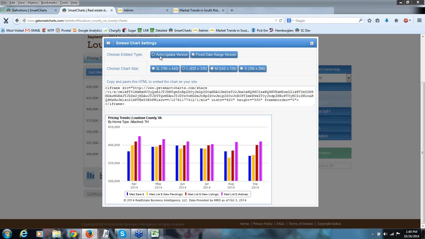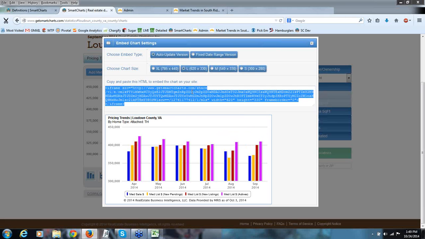Every other time that I can think of, the auto update version works best, because once we get October data, then your chart on your web page is going to have October data. Once we get November data, your chart's going to have November data. It's a set it and forget it kind of thing.